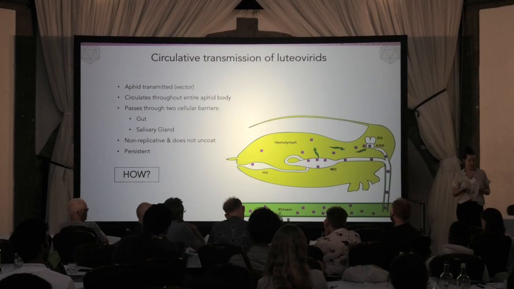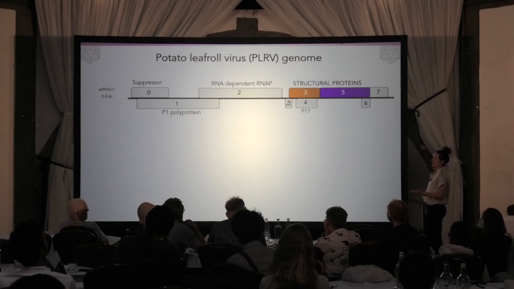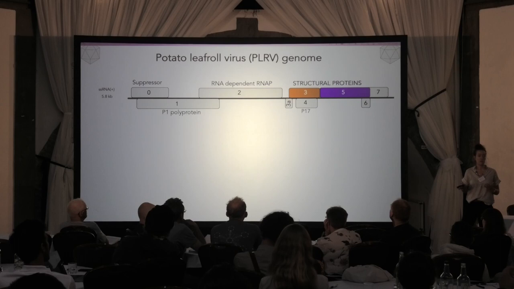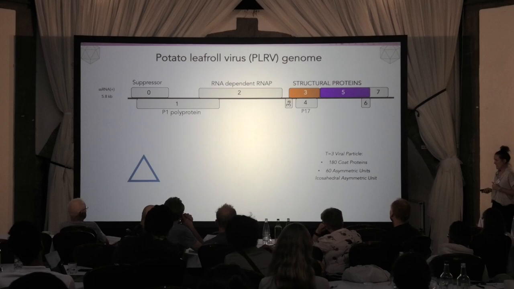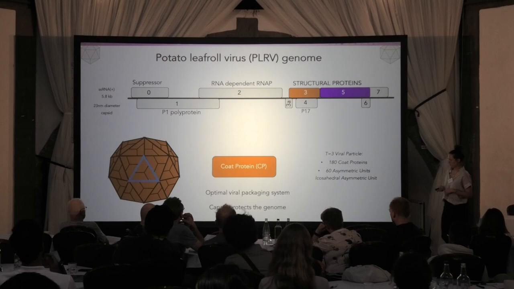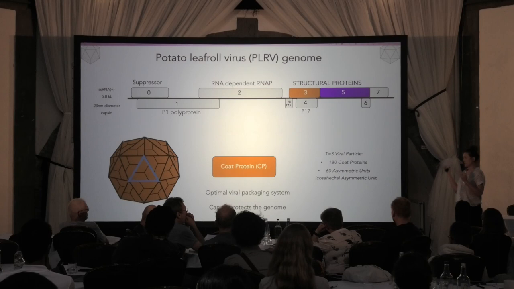This is a representative genome of Poleroviruses and Luteoviruses, and it has two structural proteins. Open reading frame 3, we're going to call the coat protein. I don't really need to explain too much about coat proteins to this audience: an optimal viral packaging system and a protective genome. It's a T3 viral particle with 180 coat proteins and 60 asymmetric units. We've never seen the structure of this, although it's known that it's a T3 viral particle. What does this look like?